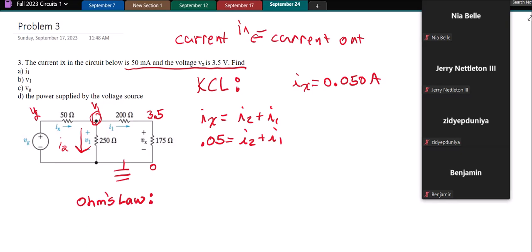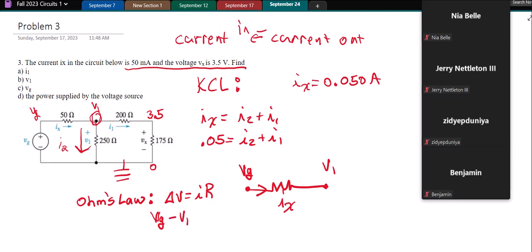So Ohm's law tells me that we say it's V equals IR, but it's really delta V equals IR. And so when I have a current, like in this example, I have Ix going in this direction, and I have on this side VG, and I have on this side V1, and Ix is going in this direction, then what this means is that VG minus V1, so it's the change in voltage across this resistor, equals Ix times 50 ohms.